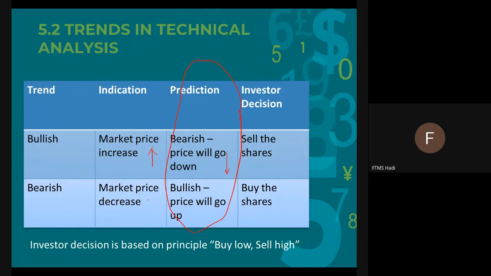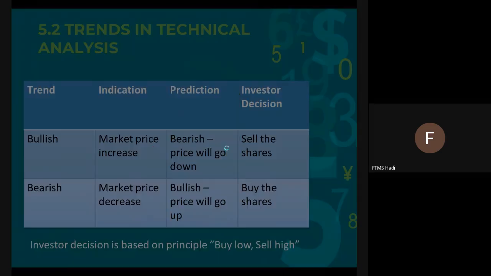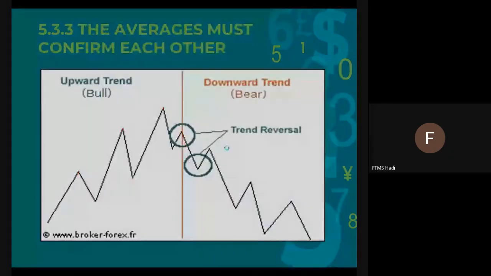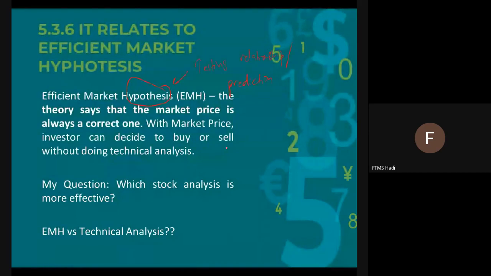Or if the indication is a bearish market where the price has decreased, how sure are you to say that the market price will be bullish in the future? So that's why we talk about this as the efficient market hypothesis. The theory says that the market price is always the correct one. With the market price, investors can decide to buy or sell without doing technical analysis. Sometimes you don't have to do technical analysis. You just look at the company only, and then you form a perception.